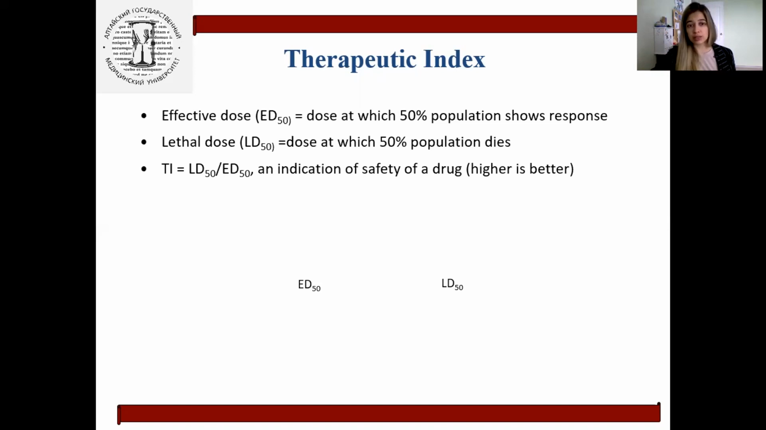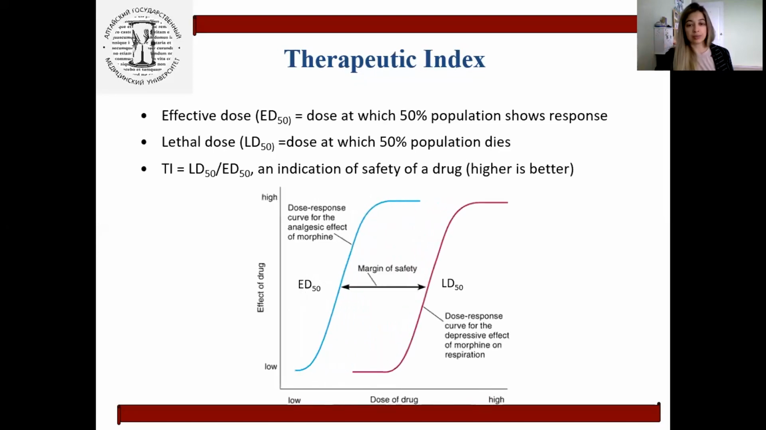So what is the therapeutic index? Therapeutic index is actually an indication of the safety of the drug, which shows us the ratio between lethal dose and effective dose. The higher the therapeutic index is, the better the drug is. If the lethal dose is much more than the effective dose, it means there is a low risk of overdosing, a low risk of dying because of this drug. But if the lethal dose is close to the effective dose, this is very bad because it is dangerous and we can overdose easily.